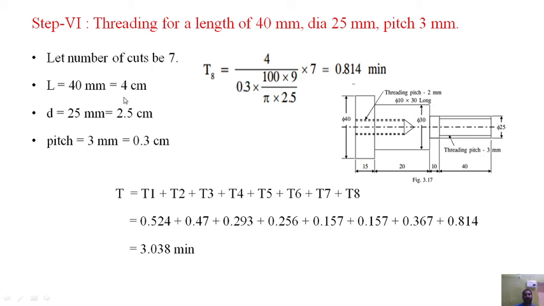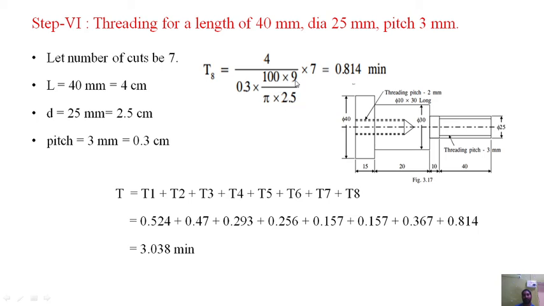So the length of the thread is 4 centimeter. You can see the length is 4 centimeter and the diameter is 2.5 centimeter. Pitch is 0.3 centimeter; 3 millimeter, we have to convert into centimeter, that is 0.3 centimeter. So time for external thread is length of the thread, 4 centimeter, divided by pitch 0.3, into RPM. N equals 100 S by pi D.